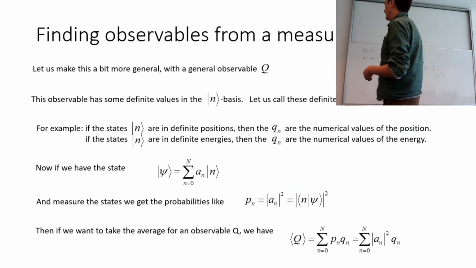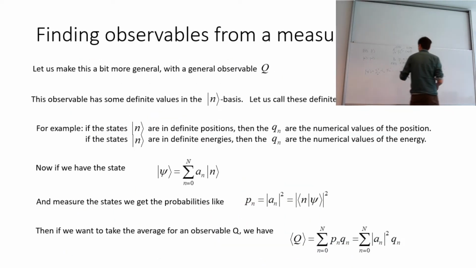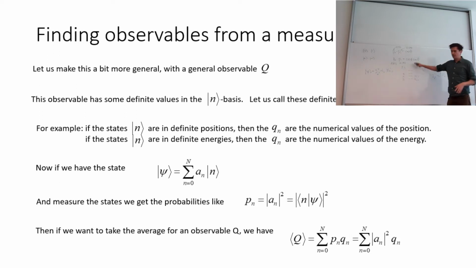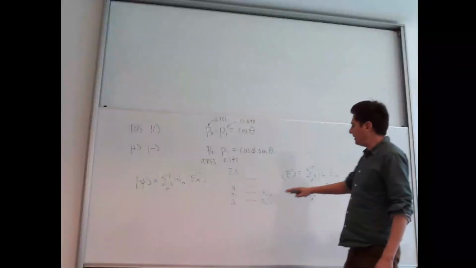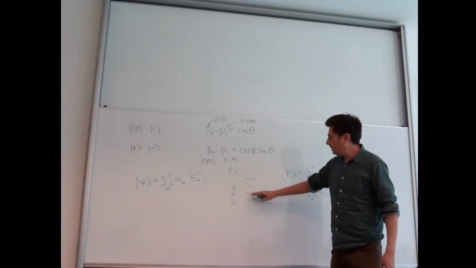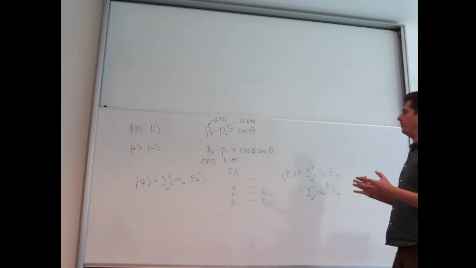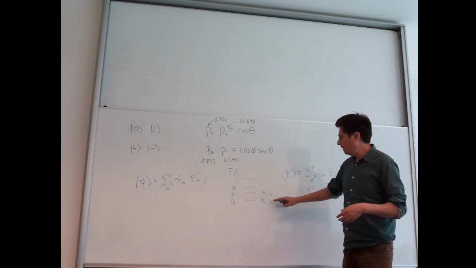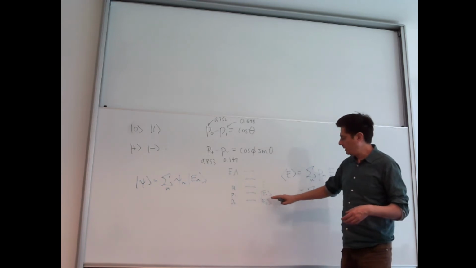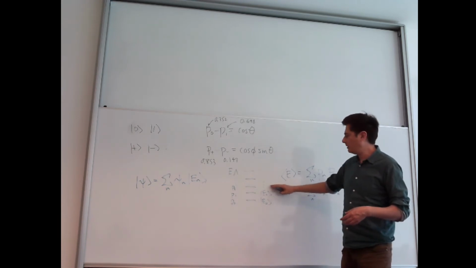Another example of this is here. So I have some physical system, and basically here are some particular states where it's in a definite energy level, right? So here's the ground state, here's the next excited state, and so forth.